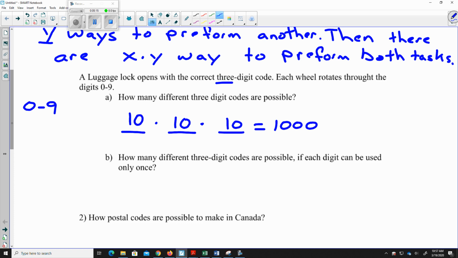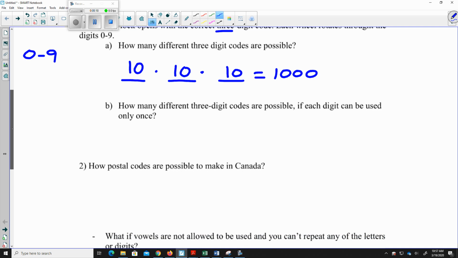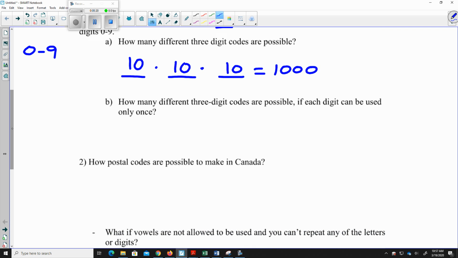Now, this is where it gets a little interesting. How many different 3-digit codes are possible if each digit can be used only once? So again, I have three events going on, and I can't now repeat numbers. So for the first number, I can still choose from 0 to 9. All right, let's say I pick the number 6. All right, but I have 10 possibilities there. Now that I've used a number, I can't use that one again. So I'll just write it out so you can see. It's like 0, 1, 2, 3.